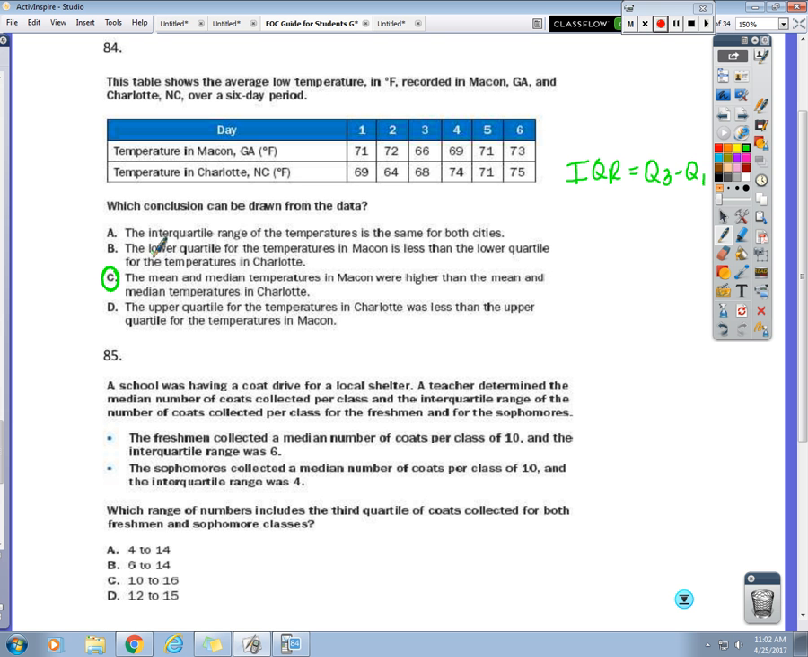B says the lower quartile. Well, that's Q1, right? We would still need to do some work to find Q1. C talks about the mean and the median. Can't you quickly find the mean and the median? Okay, really, you could quickly find the data for all of these if you just put them in the calculator.